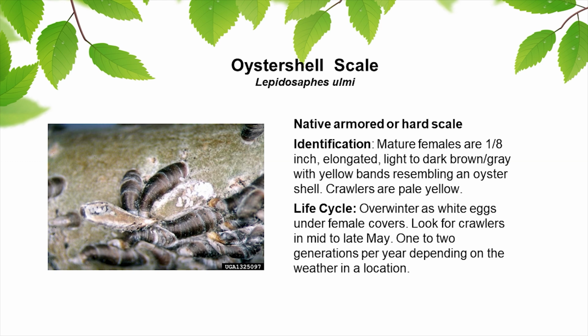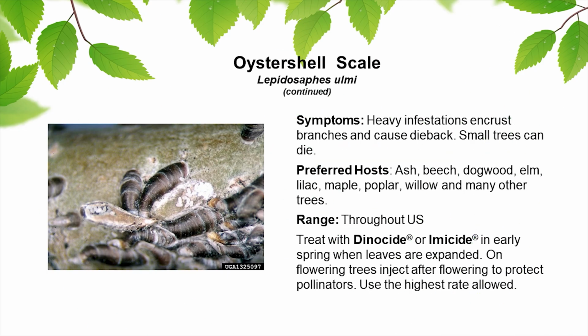Oystershell Scale overwinter as white eggs under the female's waxy cover. The eggs hatch into crawlers that emerge in mid to late May through June. There can be 1 or 2 generations per year, depending on the weather. Symptoms of a heavy infestation include shell-encrusted branches and branch dieback. Heavily affected small trees can die if they are not effectively managed.